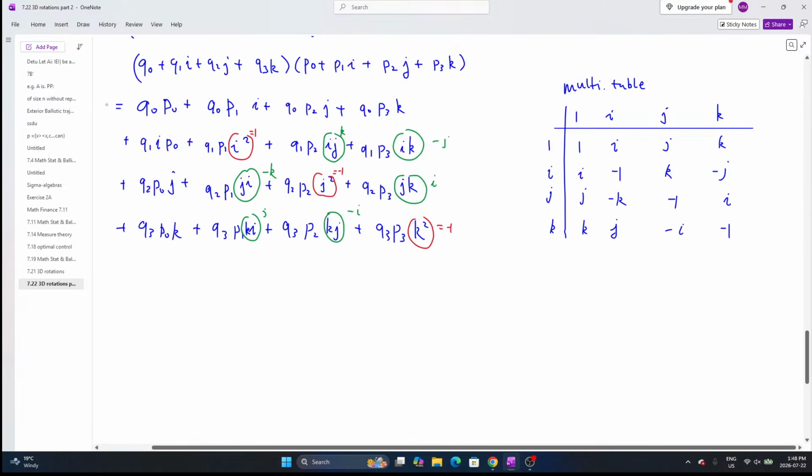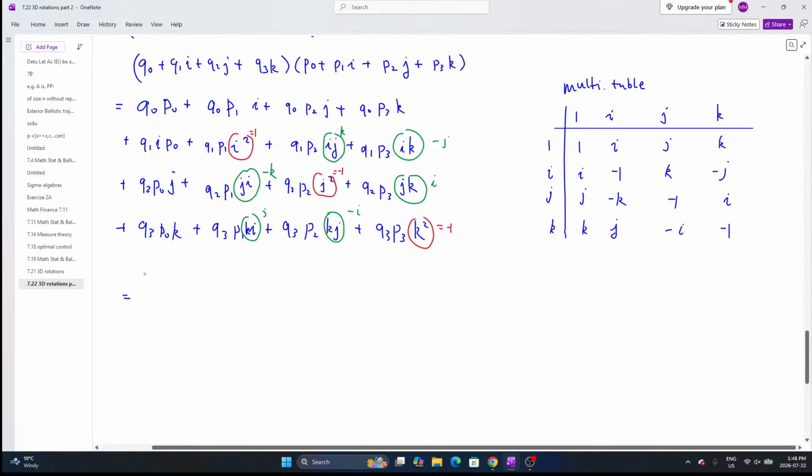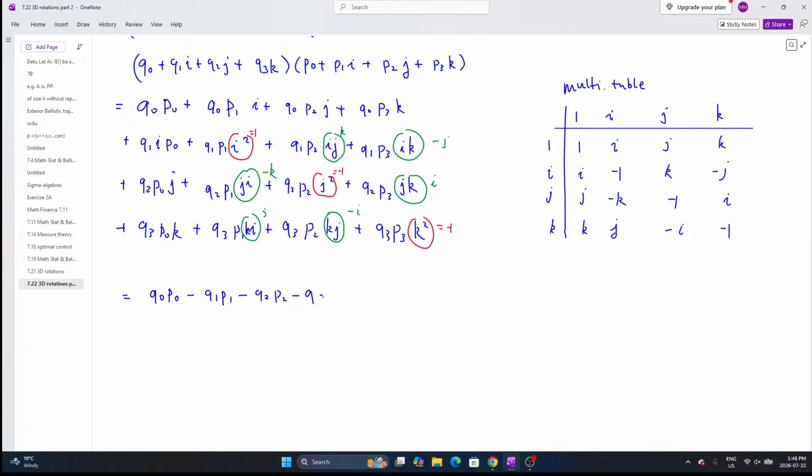Okay, now we are ready to combine the terms into a quaternion. So the real part is q0 p0 minus, all on the diagonal, so minus q1 p1 minus q2 p2 minus q3 p3. And you do notice this looks like a dot product. In fact, this is what we're about to do. We're going to get the quaternion multiplication formula and then rewrite everything in terms of matrix and vector algebra notation.